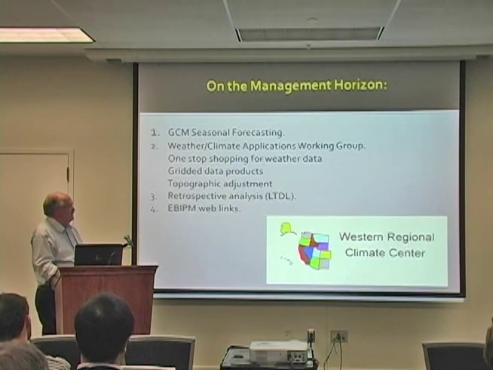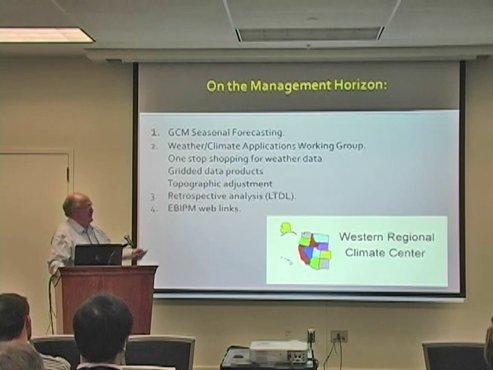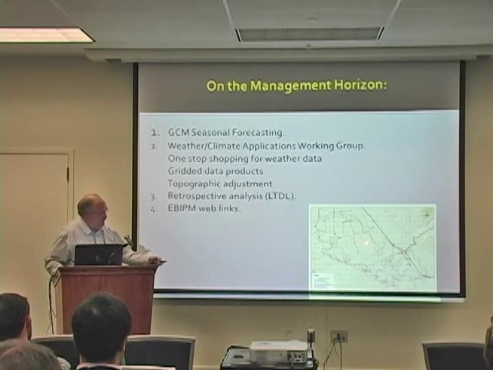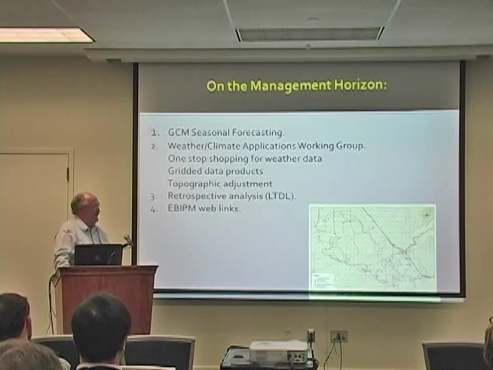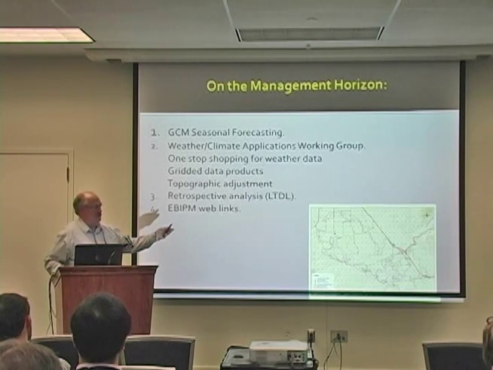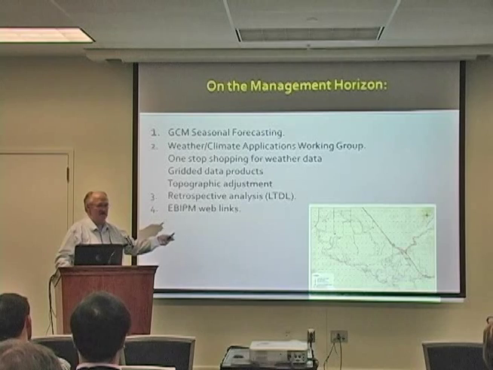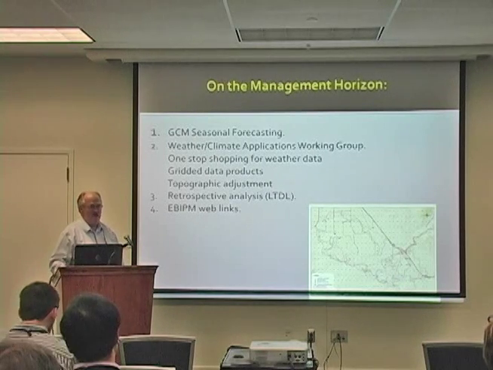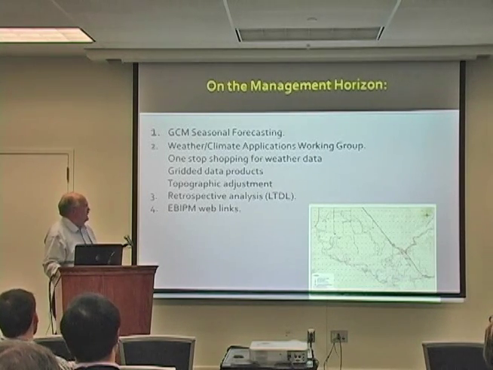I'm working with the Western Regional Climate Center to get one-stop shopping for this weather data, and we have some gridded data products that are going to make it easier to estimate what's happening at your location. We're trying to convert this to a format that can be accessible off the EBIPM webpage, so you can just type in your latitude, longitude, and not only get a 30-year historical scenario for that site, but get some derived value-added products that give you restoration-specific weather indices and climatologies.